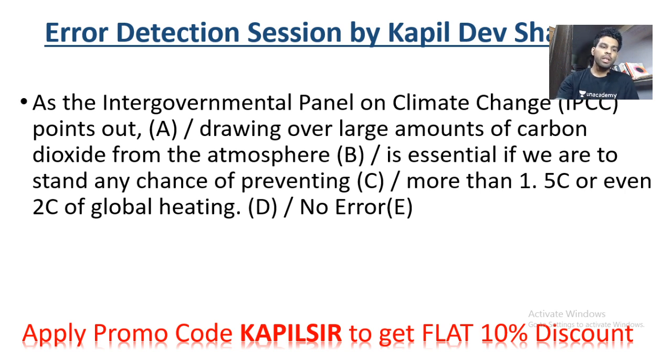Shubham is saying no error. There might be some error, brother. Yep. What about the next? Ram, where? In this statement, as the international points out, drawing over large amount of carbon dioxide is essential if we are to stand any chance of. Where's says here? Saksham, not getting your point, dear. Amount should be there. Where? Large amounts of. It's okay, Arjun, it's okay to say that. Drawing over. What's wrong with that, Saksham? To draw out. It's good to say.